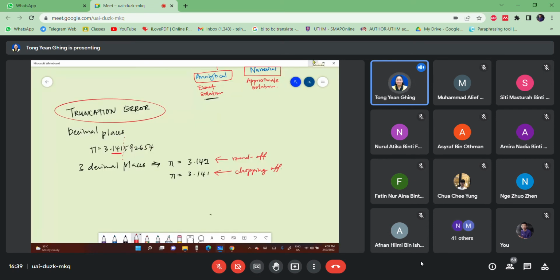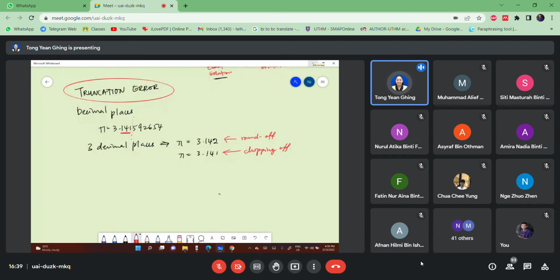So, okay, decimal places. This you learned before. This is decimal places. So, another one. This is what you normally use, that you learned before. The second one is digit, we call it digit arithmetic, or we can also say significant digit.